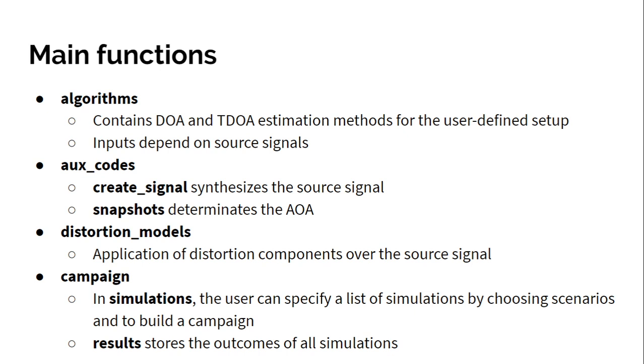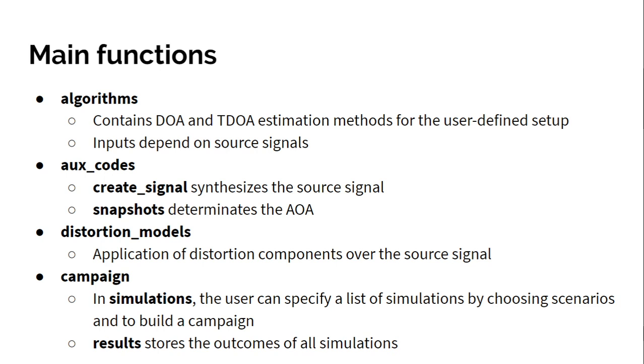Right? So following, we have auxiliary codes, which has some really crucial functionalities of the simulator. One of them is just the create signal function, which synthesizes the source signal. The available options are the ones that I talked about earlier, like Zadoff-Chu sequences, random sequences, sine waves, laughter, chirp, gong signals, and so on. The other very important function here is snapshots. Here, the angles are calculated via the chosen methods and the performance metrics that are determined by the user.